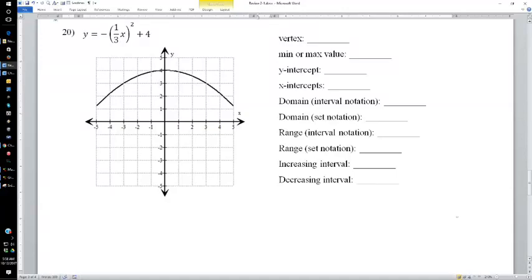All right, this is Algebraic Reasoning, Review 2.1 and 2.2, number 20. We're just listing off the attributes of this quadratic. Remember, your vertex is your C value and D value, or you can just look on the graph, at positive 4. So when x is 0, y is 4, that's at that point. Your minimum and maximum value: there's your vertex, everything's going down, so that vertex is a maximum value at y equals 4.